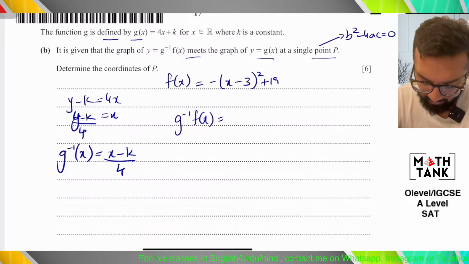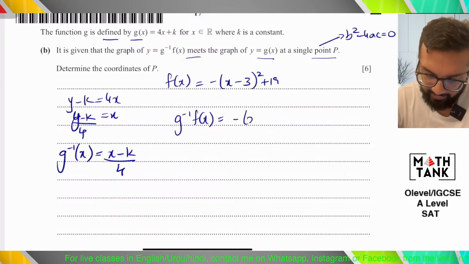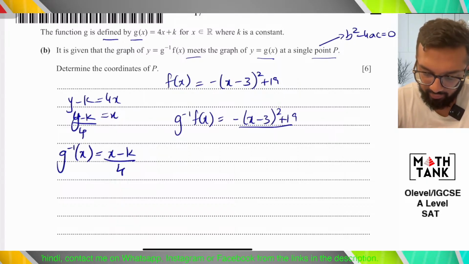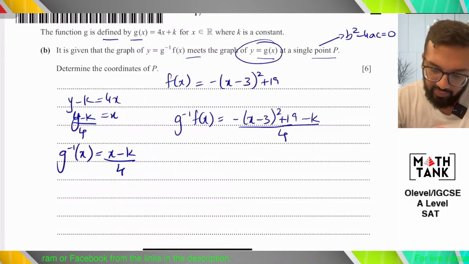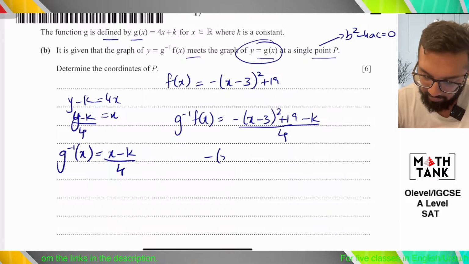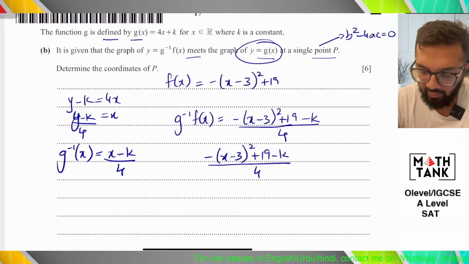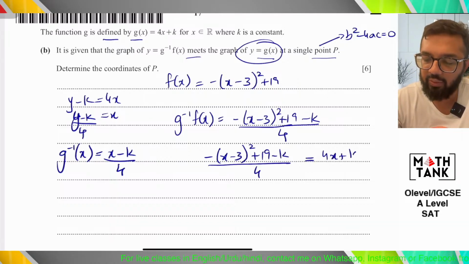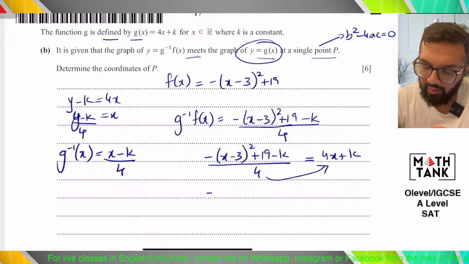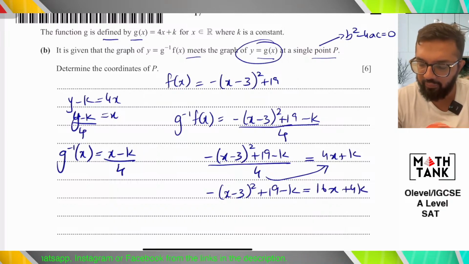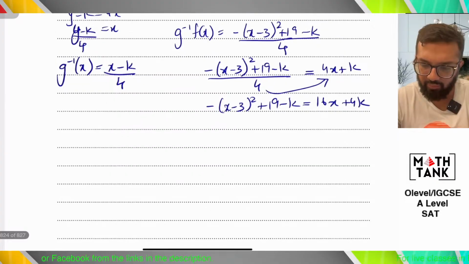Okay, so minus (x minus 3) whole square plus 19, minus k, divided by 4, meets the graph of y equals g of x. So minus (x minus 3) whole square plus 19 minus k over 4 should meet the graph of 4x plus k, which means equate the two. I think this is turning out fine, and this should boil down to a quadratic. 16x plus 4k. It's a long calculation, I'm assuming.